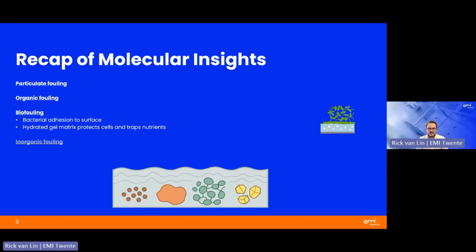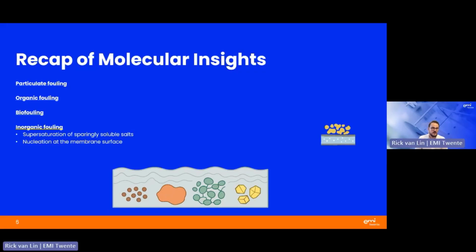So this leads to mixed fouling acceleration. So once biofilm is present, everything else will stick more easily. And last but not least, inorganic fouling. Supersaturation of sparingly soluble salts such as calcium carbonate, calcium sulfate, barium sulfate, silica is caused by nucleation at the membrane surface or even within these biofilms we just talked about. And this grows into crystals.